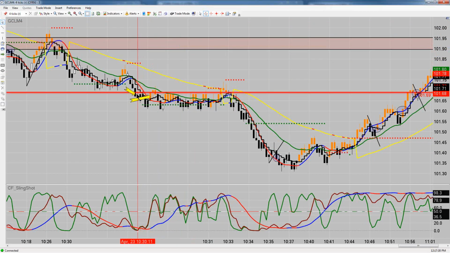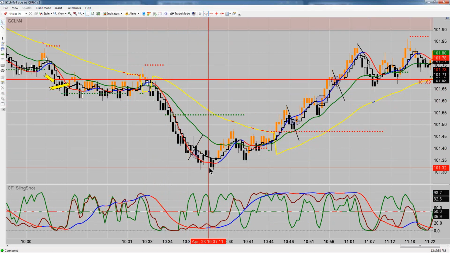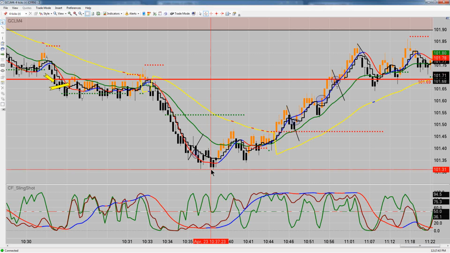It dropped down here and it filled us over here. We ended up taking 1 tick profit on it. It gave about 6 or 8 ticks. We ended up taking 1 tick profit on it. And it did move down from 101.69. It dropped all the way down to 101.31 for 38 ticks possible.